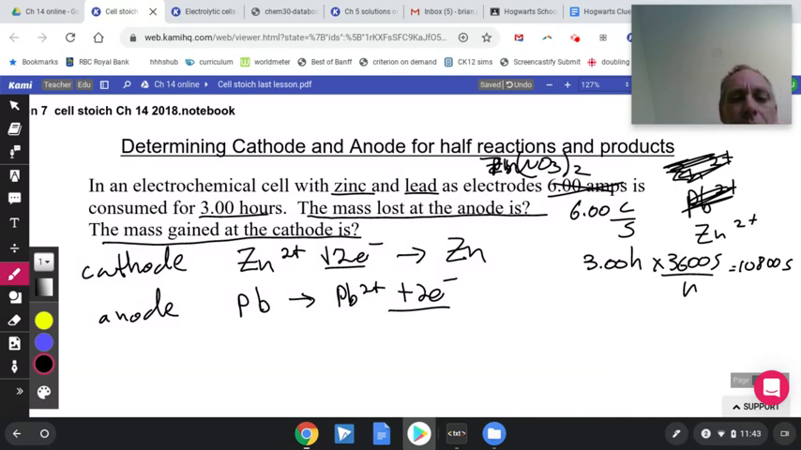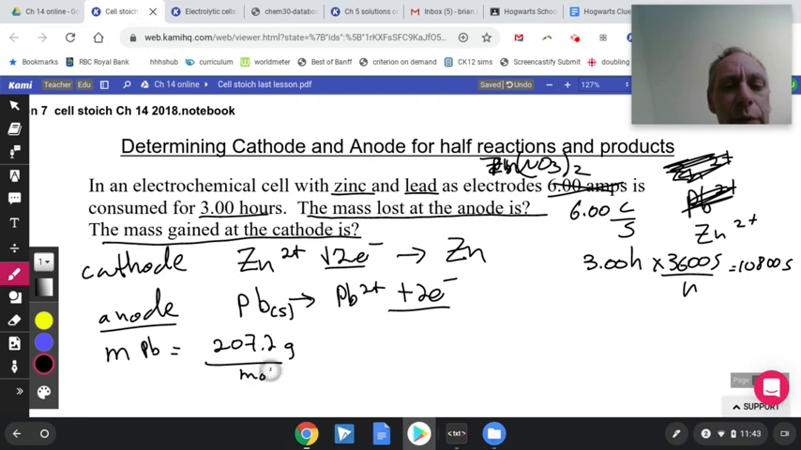Let's do the anode first. So what are we looking at? Mass lost at the anode as the solid lead breaks down. So mass of Pb lost. We're looking for grams. Where do I get grams from? Molar mass of lead, which is 207.2 grams per mole. There's my grams of lead.